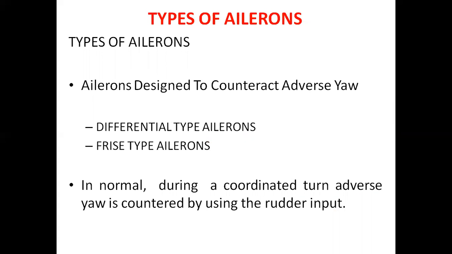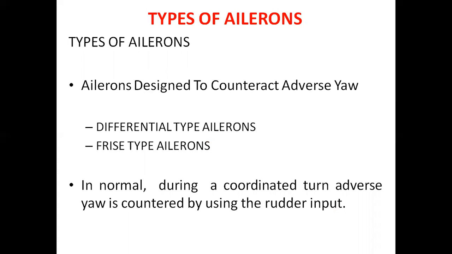Now we have different configurations of aileron. Basically, we'll come to the types of aileron, but the type of aileron comes with the design. As per the design, we have two kinds of ailerons available. One is known as the differential type of aileron, and the second is known as the Frise type of aileron. Both designs are able to counteract the adverse yaw situation.